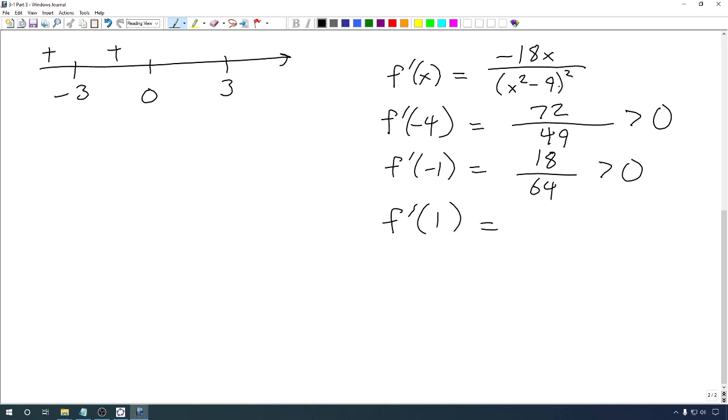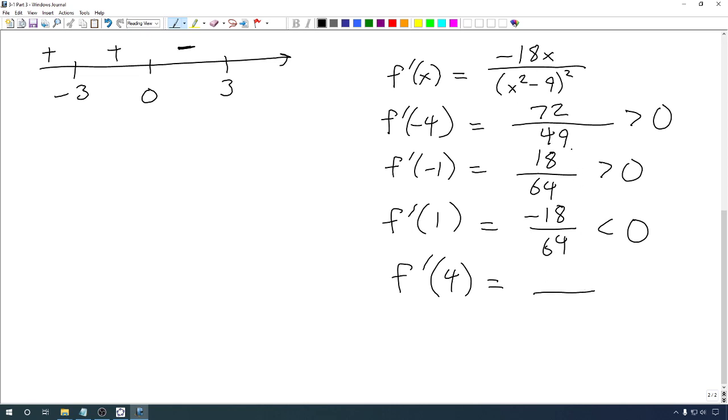This time, it actually doesn't change the bottom because the square here got rid of the negative anyways. So we still have a 64 on bottom. On top now, we have negative 18 times 1, which is a negative 18. We have a negative value this time. And then finally, from 3 to infinity, essentially the negative 4 here, I'm going to pick a positive 4. Things are nice and symmetrical here.